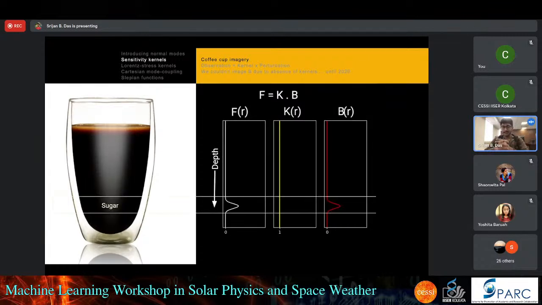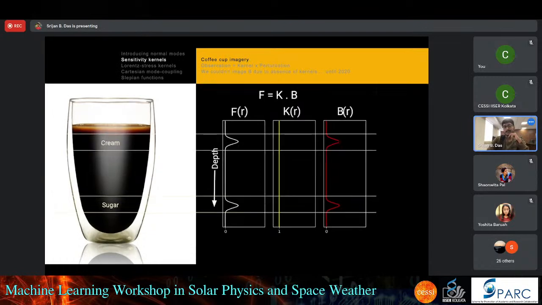Next, let's say you have the sugar, right? And so there's a tiny bump in B of R, which represents the perturbation as a function of depth. That gets multiplied with unity, and it shows up in the frequency channel as a similar bump. Similarly, when you have the layer of cream, it gets multiplied with the kernel, which again, till now, is constant as a function of depth, and it has an equal response in what you observe.